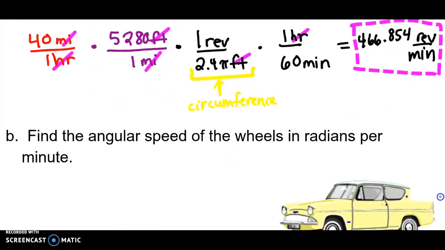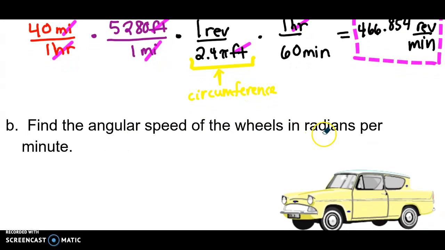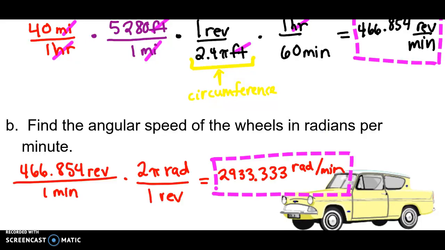Now we're going to have to use that answer here to find the angular speed of the wheels in radians per minute. So we're going from revolutions per minute to radians per minute. Let's see if you guys can do this one. Like I said, we were starting from revolutions per minute. We're trying to finish with radians per minute. That's here. The key thing here was remembering that 2 pi radians is equal to 1 revolution. Now I'm left with radians per minute.